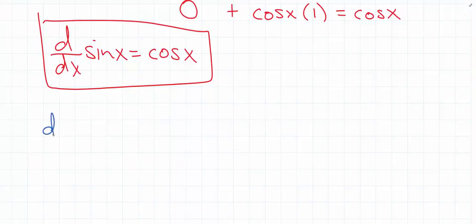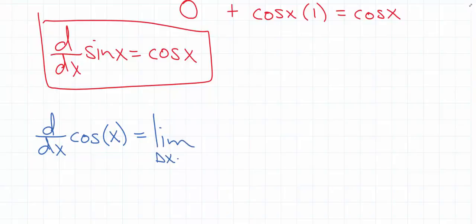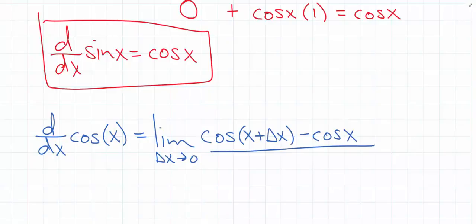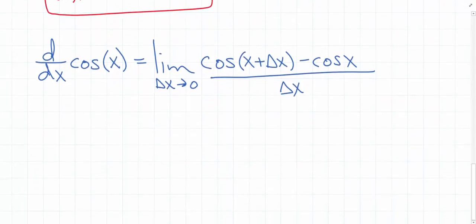So if you look at cosine, now if you can do it for sine, you can do it for cosine, but it works out just a little bit different. So here we go. We've got the limit. This is the first step: you put it in the definition. So we have cosine of x plus delta x minus cosine x all over delta x. Then, once again, you expand out just like usual.